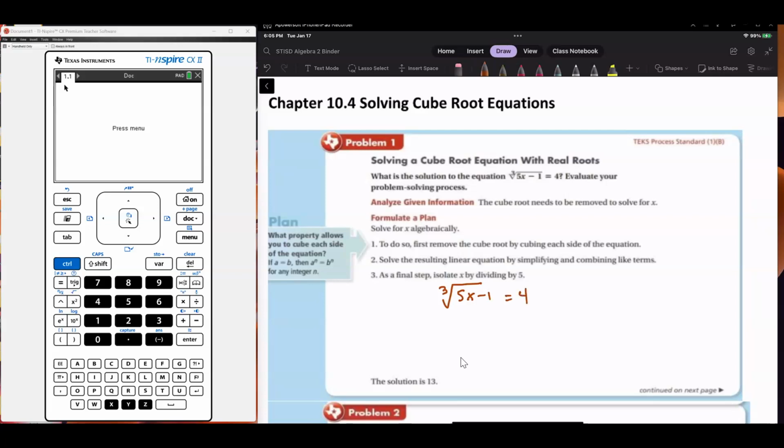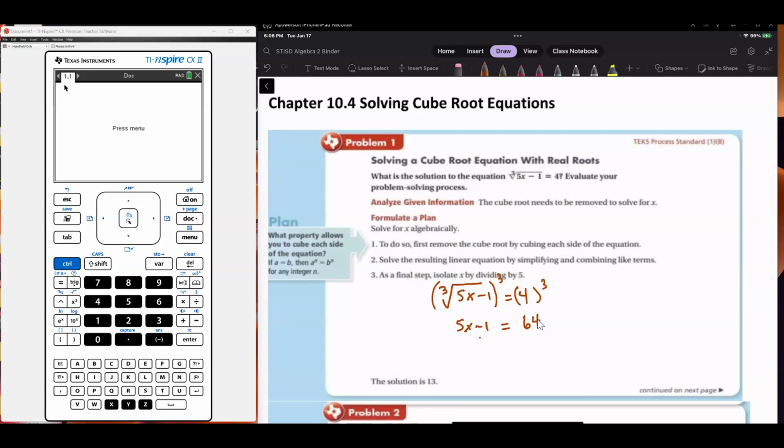And we know that we're dealing with a root, so what we're going to do is raise the left side to the third power, and raise the right side to the third power, since in order for us to address the root, we have to raise it by the power that the root is. So in this case, it's 3. So we have 5x minus 1 equals 4 to the third power, which is 4 times 4 is 16. 16 times 4 is 64.